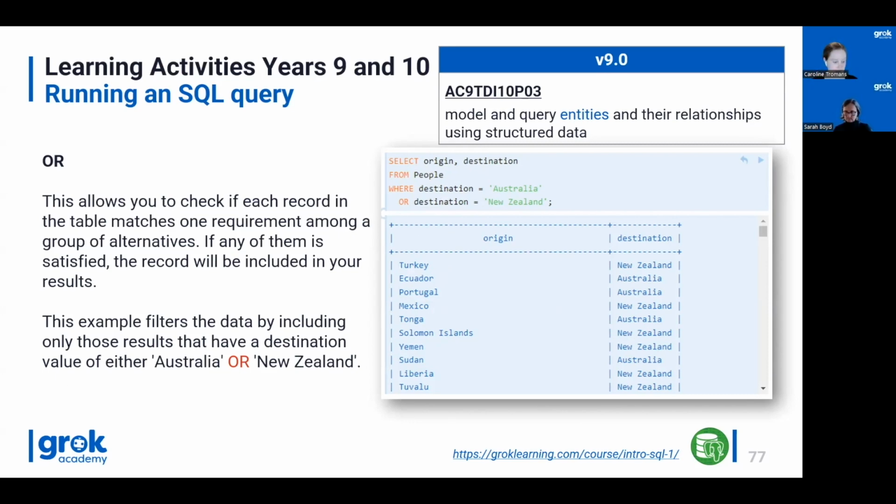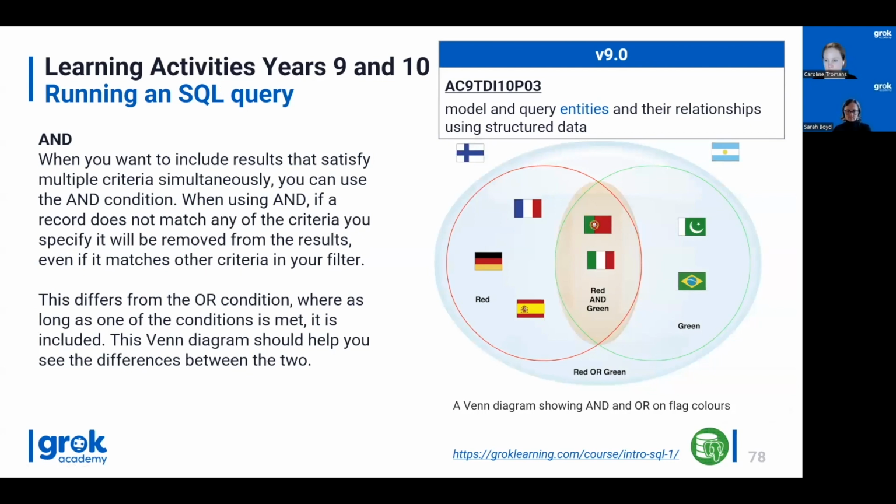On the next slide, we look at using the AND operator. This is basically showing that both the query elements need to be true for the data to be printed into the results. This is a Venn diagram showing AND and OR on flags. If they're red, they're on this side. If they're green, they're on this side. However, if they're both, they're in the center. So an AND operator means that both conditions need to be true for data to be included in the result.